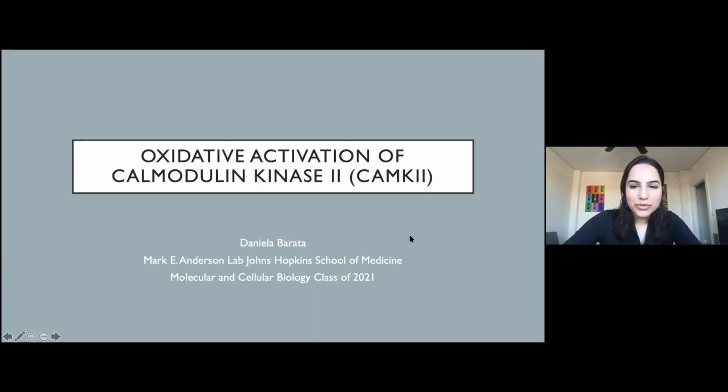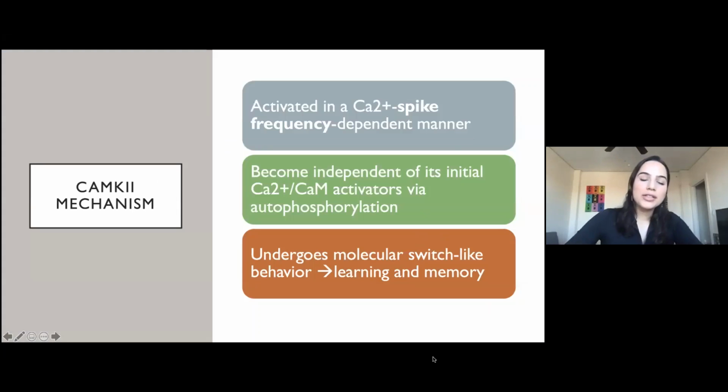Okay, so moving on. So the CaMKII mechanism. I'm going to refer to it as CaMKII from now on, the kinase. It's a pretty long name. So this is a really complex kinase.